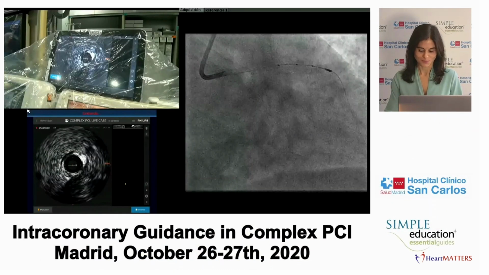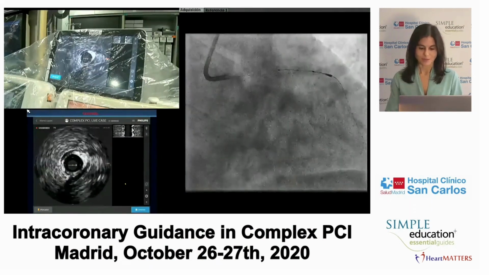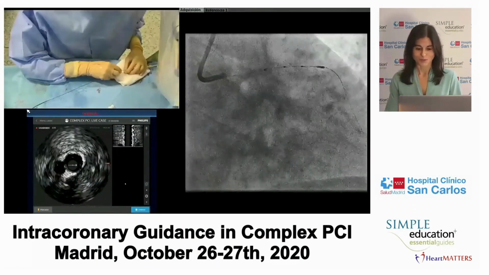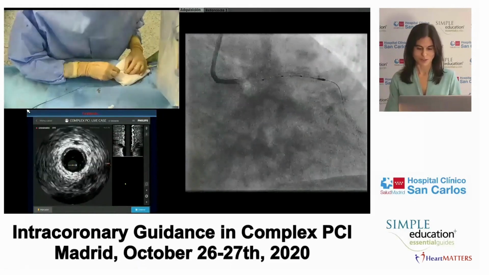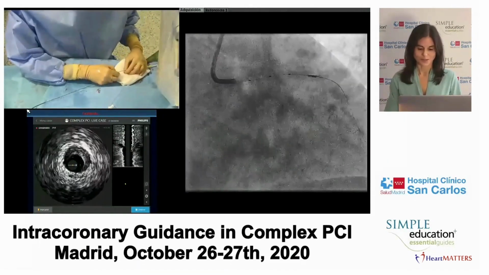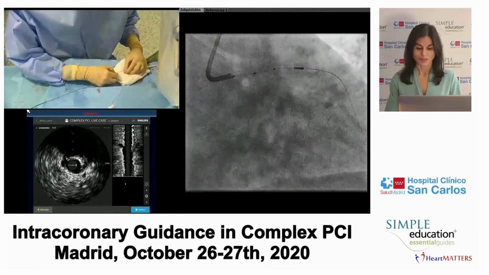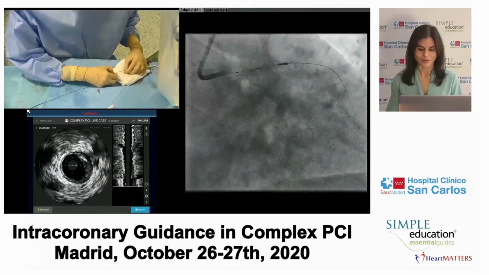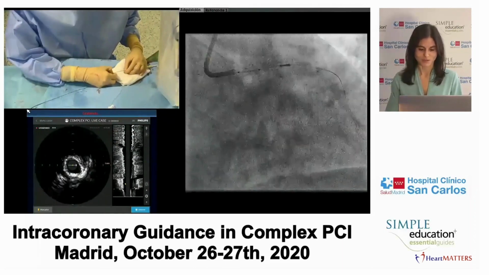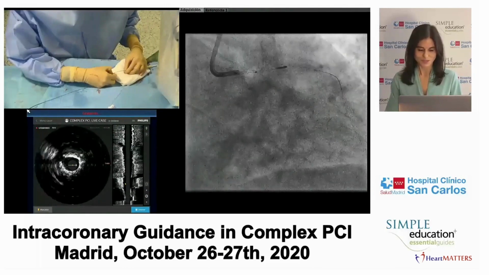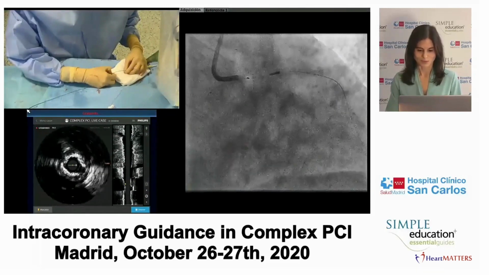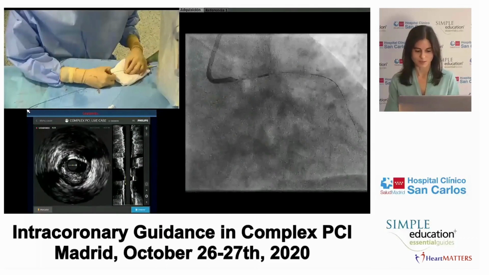First thing we did here was imaging, which is very relevant because of two aspects: the calcification and also the distribution of the plaque. Where can we land our stent safely, especially in the proximal part? You can see that there is some disease in the mid LAD after the diagonal, but in the proximal part, you can see a lot of calcium.